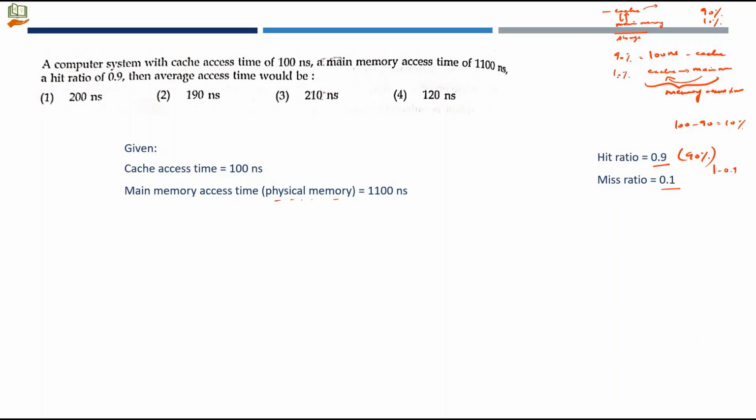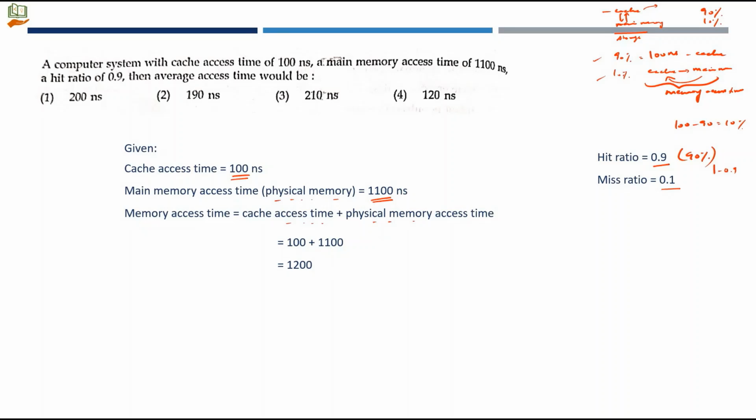So this is what I explained here. 90% of the time the cache memory will be accessed. For the remaining 10%, the main memory has to be accessed and the contents have to be transferred to the cache, and this time will be totally called the memory access time. So what is the memory access time? You have to access the physical memory and then place it in the cache. So let's substitute the values. For physical memory, we are going to take this 1100, and for cache access time, we are going to take this 100. So 100 plus 1100 will make 1200.